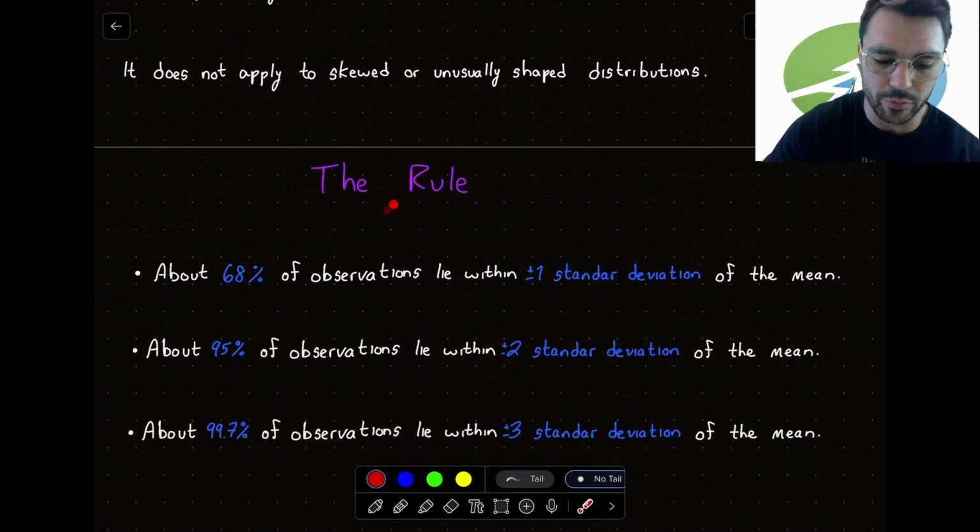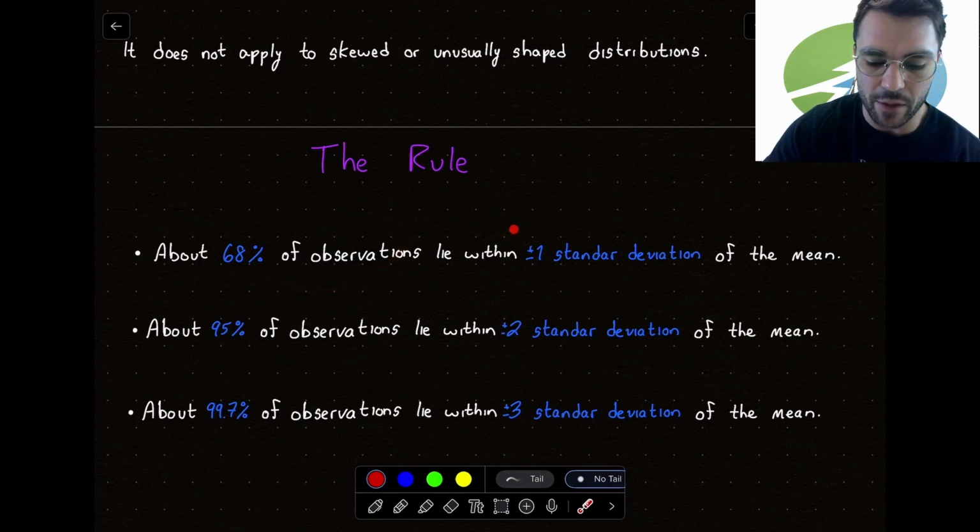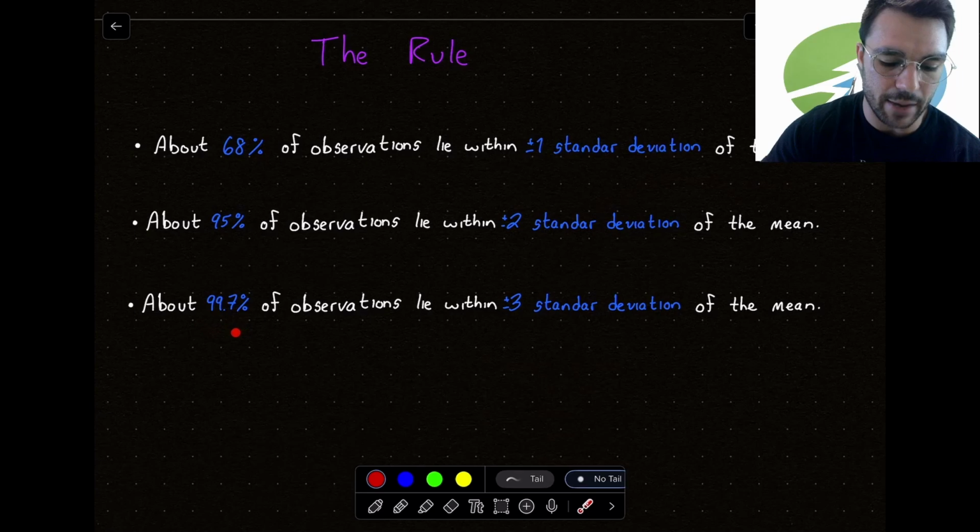All right, so here we have the rule. About 68% of observations lie within plus or minus 1 standard deviation of the mean. About 95% of observations lie within plus or minus 2 standard deviations of the mean. And about 99.7% of observations lie within plus or minus 3 standard deviations of the mean.